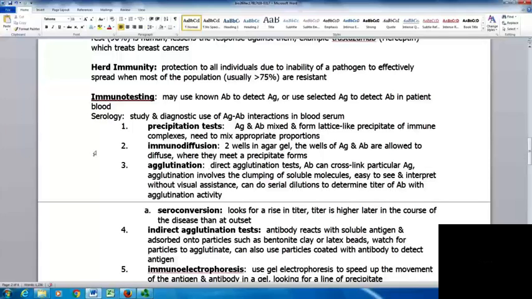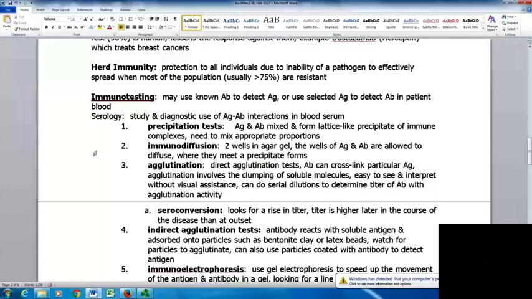With agglutination tests, you can have direct agglutination tests where the antibody can cross-link a particular antigen. The agglutination involves the clumping of soluble molecules. It's easy to see and interpret without visual assistance, so you can do serial dilutions to determine the titer of an antibody with agglutination activity.